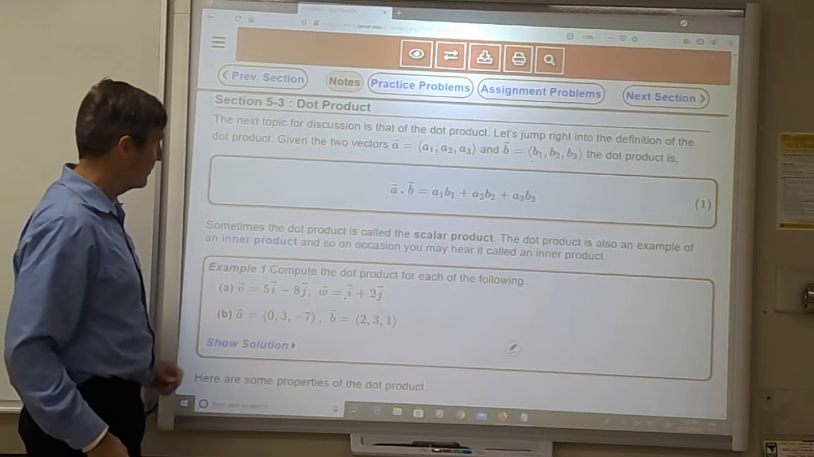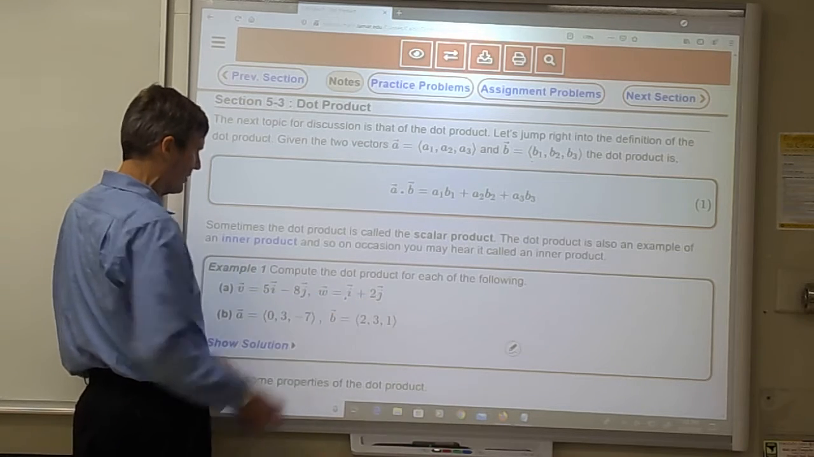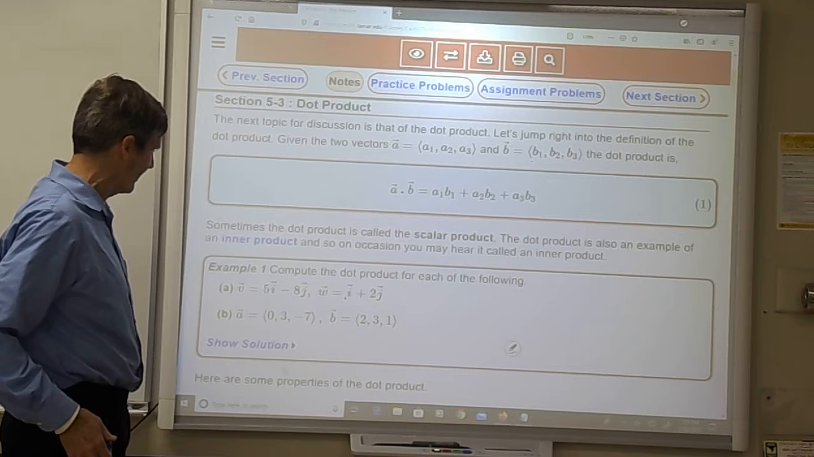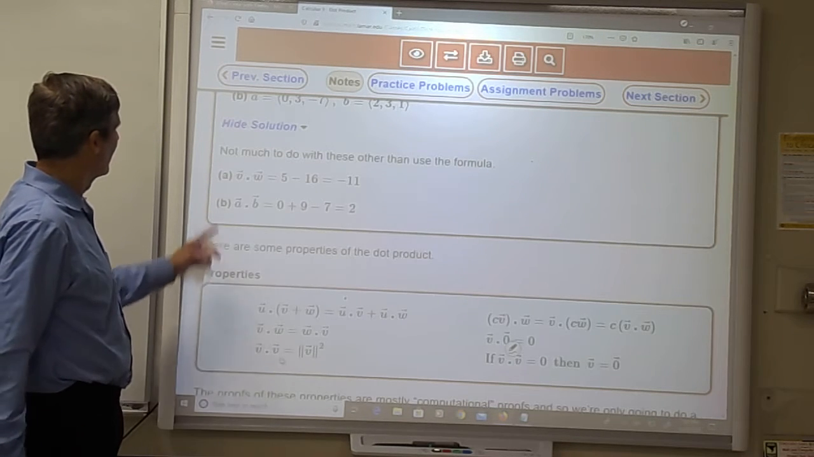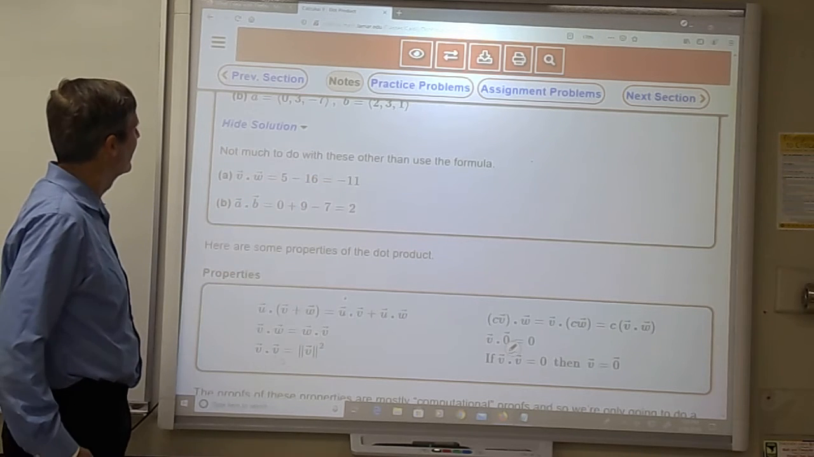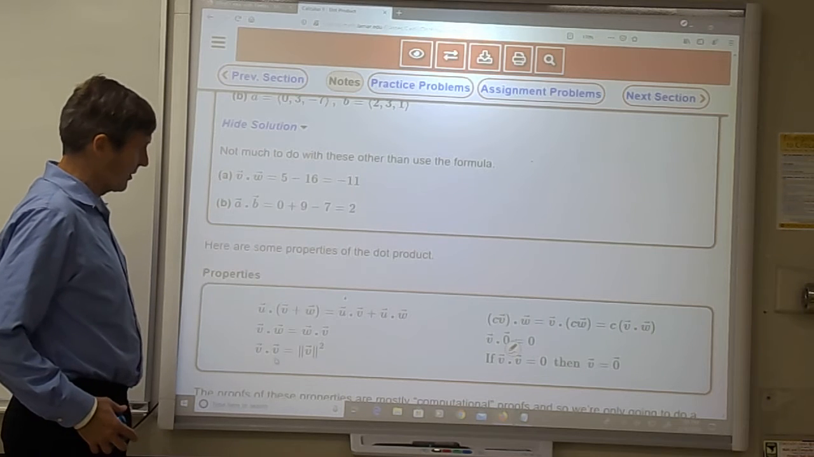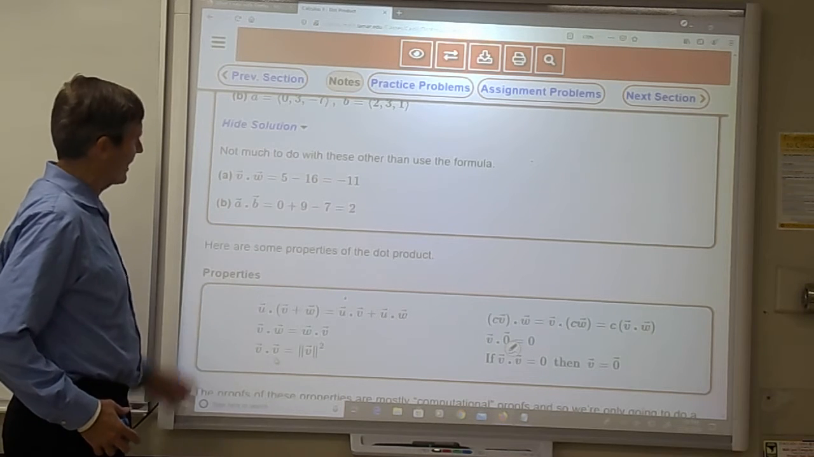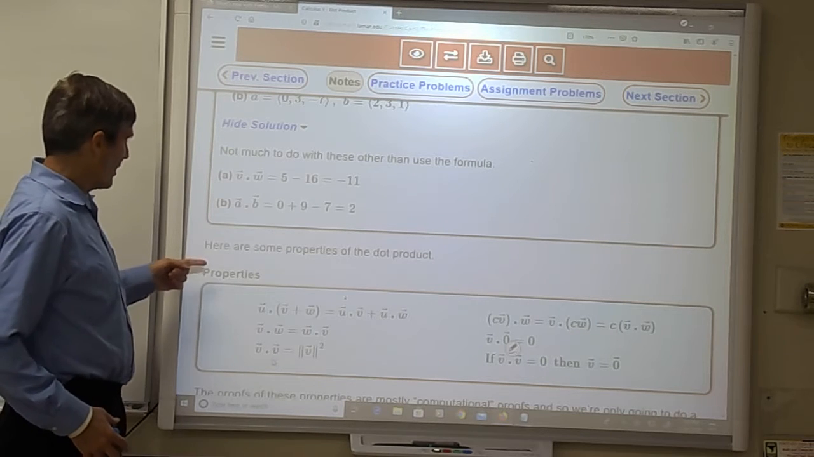If I take these two vectors and dot product, the dot product will be 5 times 1 plus minus 8 times 2. Easy as that. And you can click on here and say, show the solution. And there it is. V dot W is 5 times 1 minus 8 times 2, which is minus 11. So try these at home. This is kind of a nice resource. There are other good resources too, but this is kind of nice because you can click on some problems and check your answers.